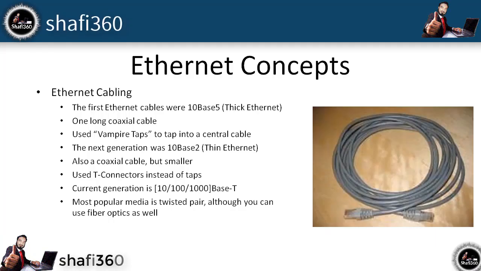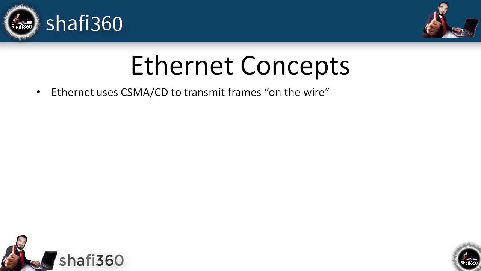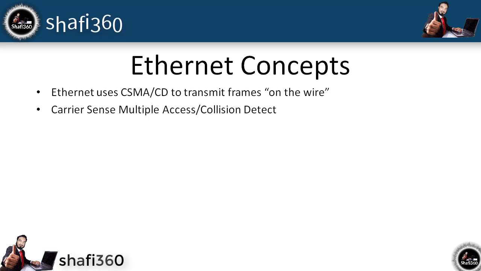So we're picking up with our discussion of Ethernet concepts right after we talk about Ethernet cabling. Let's move on to how Ethernet puts its frames on the wire. Ethernet uses a method of accessing the wire called CSMA/CD. That's a big long string of alphabet soup, and it basically stands for Carrier Sense Multiple Access / Collision Detect. Let's break down this phrase into its constituent parts, since that's really the easiest way to go about it.